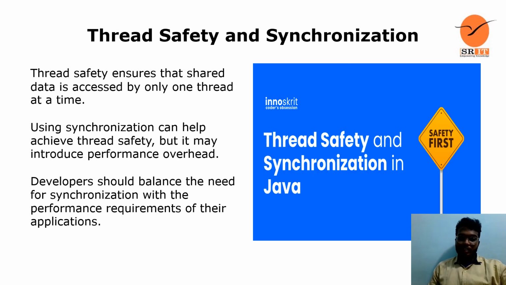Thread safety and synchronization. Thread safety ensures that shared data is accessed by only one thread. In a real life example, whenever results are released on a website and multiple people try to access it, it might crash. We might get a message like 'This site can't be reached.' So we have to maintain thread safety such that only one thread accesses at a time, and using synchronization, thread safety can be achieved.